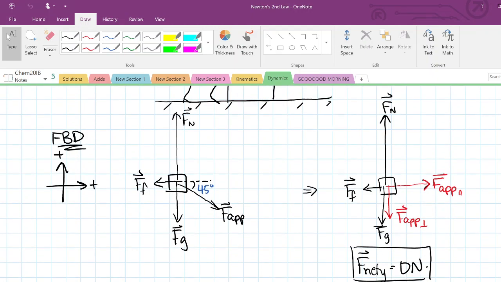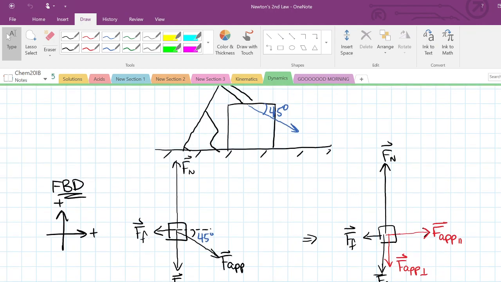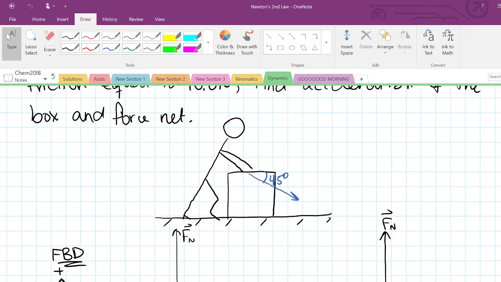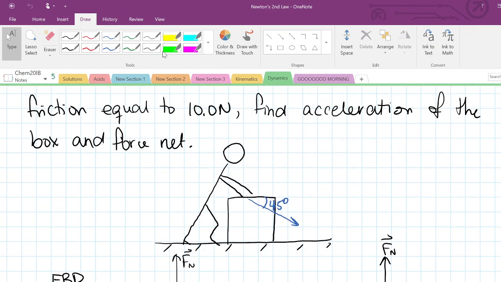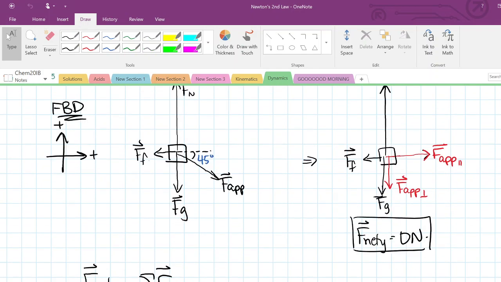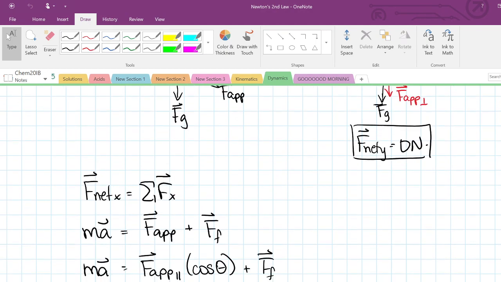In the x direction, however, I know that my forces are not balanced because they're telling me to find the acceleration and find what the net force is. I'm not moving at a constant rate. So in the x direction, I know that F net x is equal to the sum of the forces x.